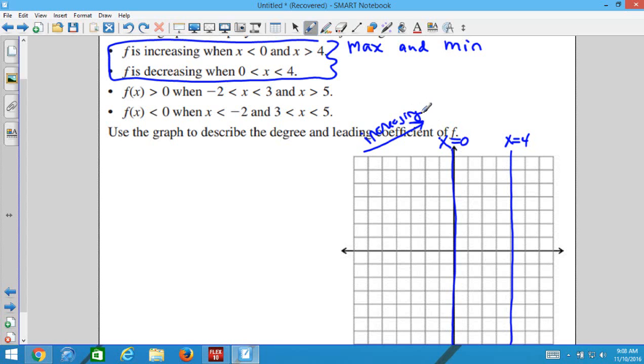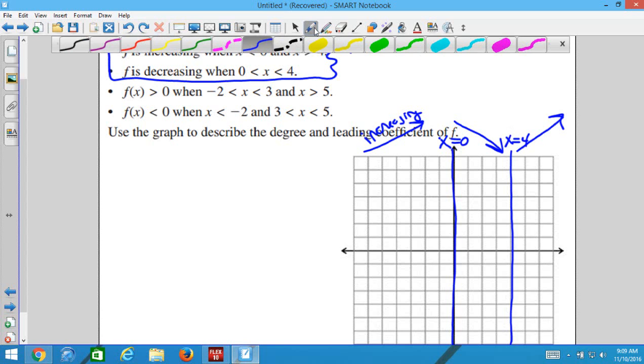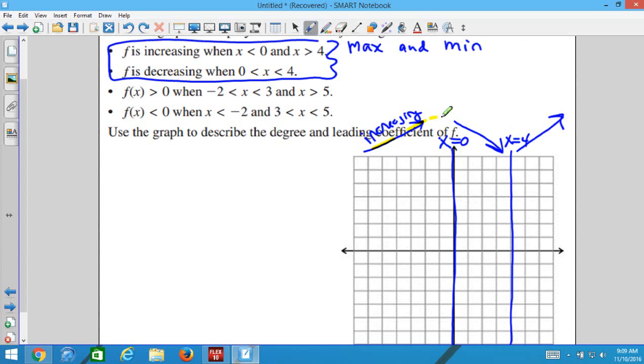It also says that it is increasing when x is greater than 4. So that would be all the way over here where x is greater than 4. It is also going up. And then in between, when x is between 0 and 4, the function is decreasing. So the function is going down in between. So if I were to connect my points on top, can you see the basic shape that is starting to form?